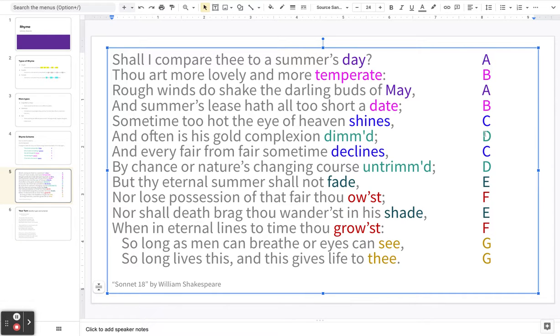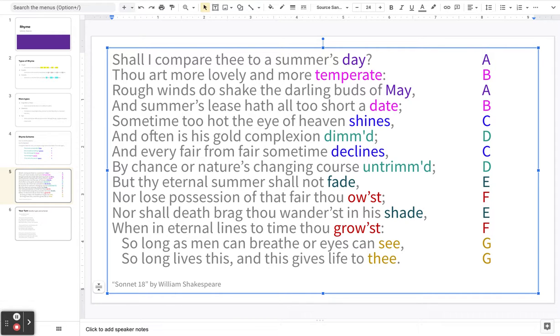A, B, A, B, C, D, C, D, E, F, E, F, G, G. That's a sonnet. 14 lines. That's the rhyme scheme. Okay, but any poem can have a rhyme scheme and it doesn't have to be A, B, A, B. It can be like A, B, C, C, A, B, B, B. It can be any scheme. Who knows? Although that was a wonky example, but here we go.